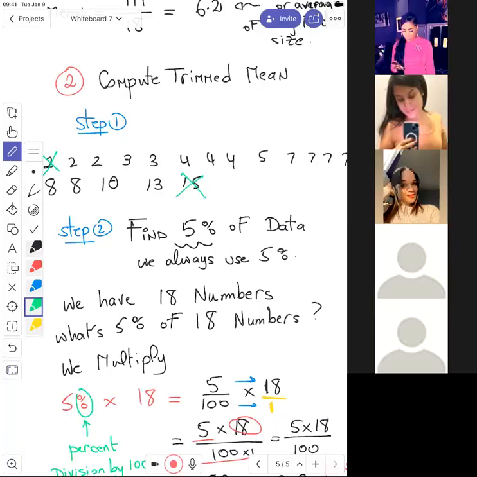Professor? Is that step 1, right? Yes, that's from step 1. In step 1, we always take the smallest and we always take the largest.